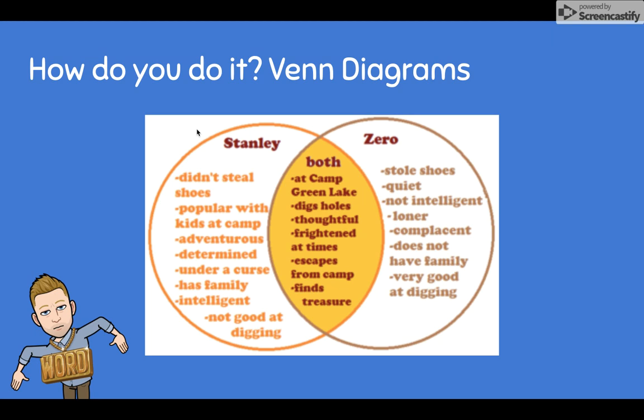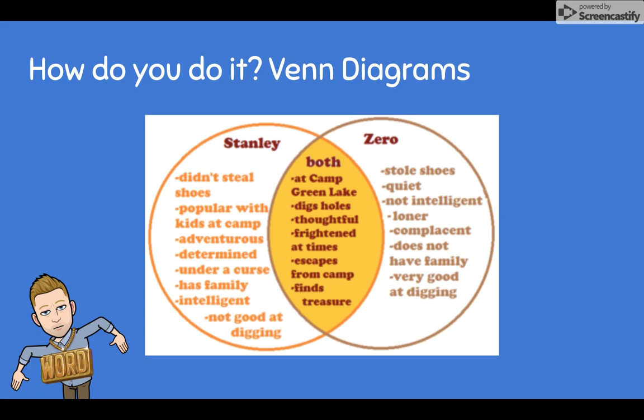So Stanley, he didn't steal shoes. He was popular with the kids at camp. He was adventurous, determined. He was under a family curse. He is quite intelligent. He has a good family, but he's not that good at digging. Now, let's check out Zero. Zero stole shoes. He's quiet. He's not that smart. He's a bit of a loner, complacent, doesn't come from a good family, but he's very good at digging. So we've examined or looked at their differences.